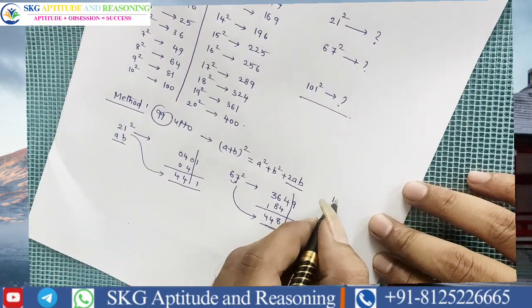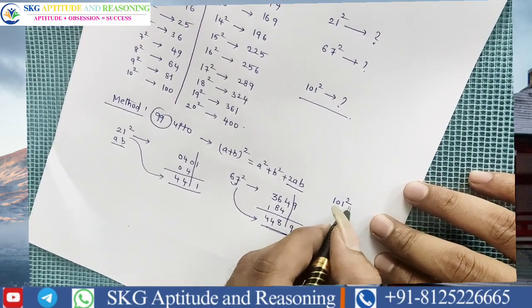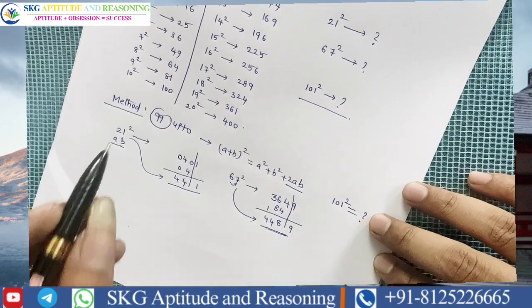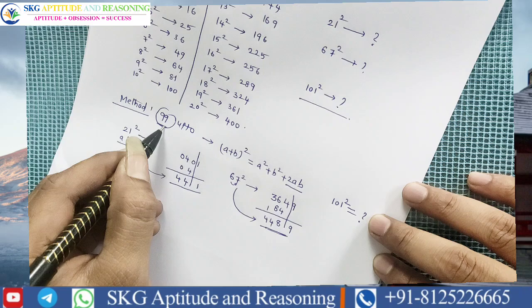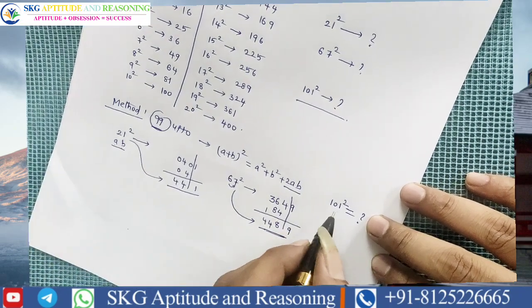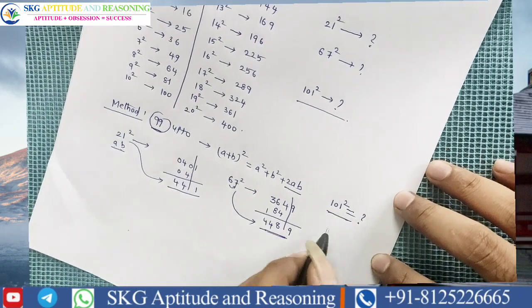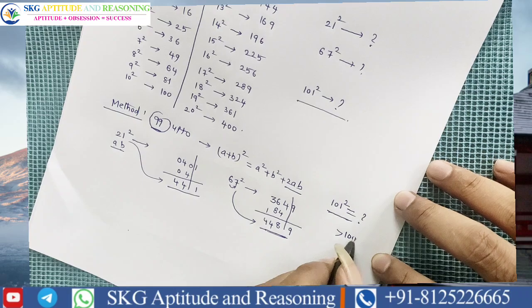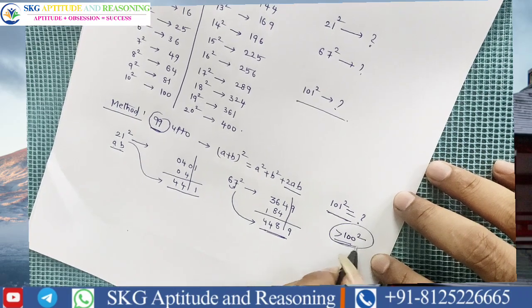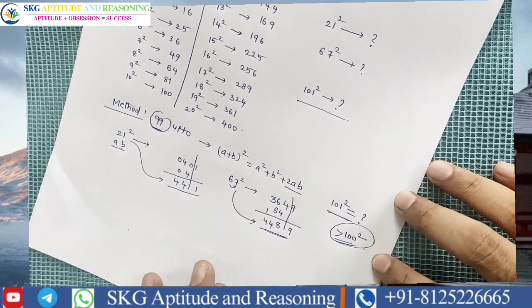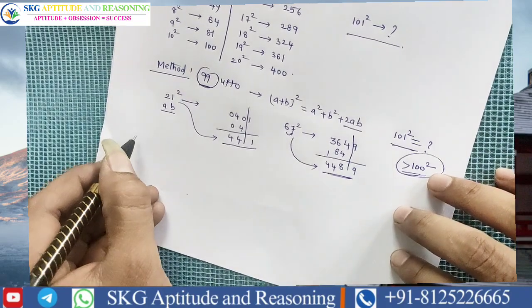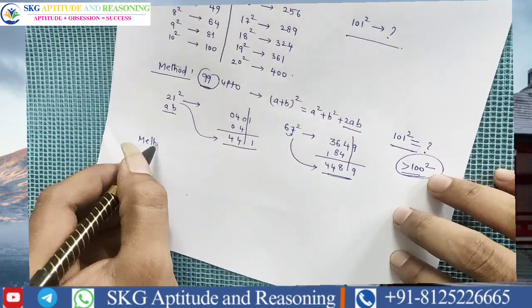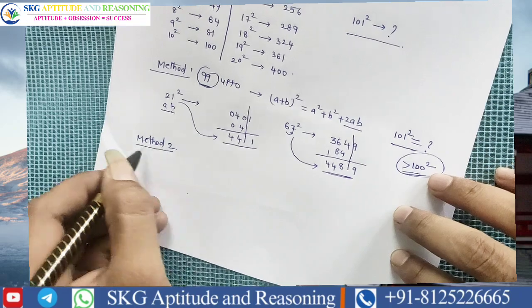But what is 101 square? I already told that this method is applicable only for numbers up to 99. What do we need to do if the number is greater than 100? Suppose I want to find the square of a number greater than 100, what is the step to find it? So here method 2 is present.